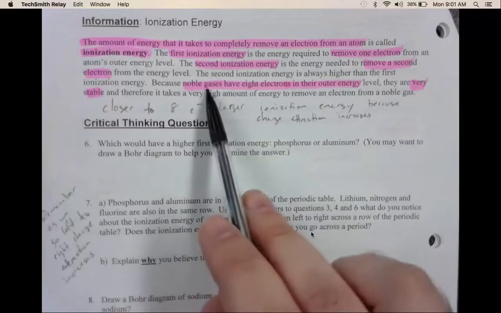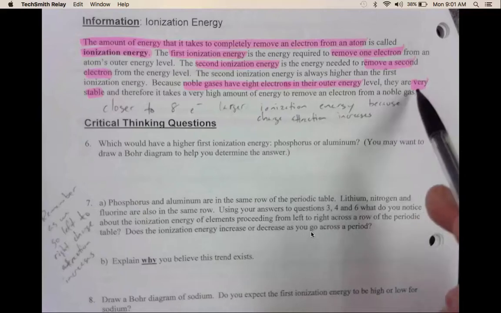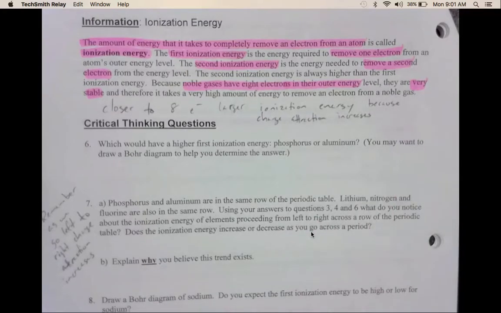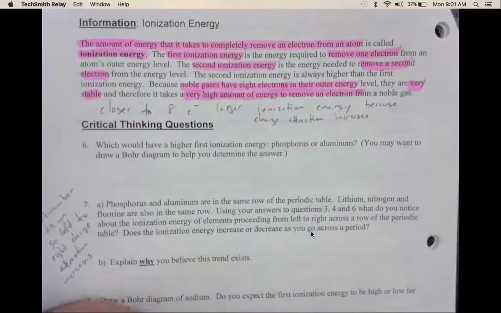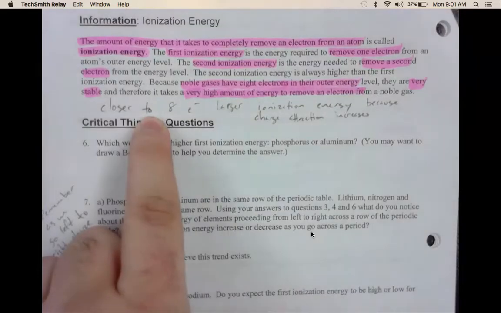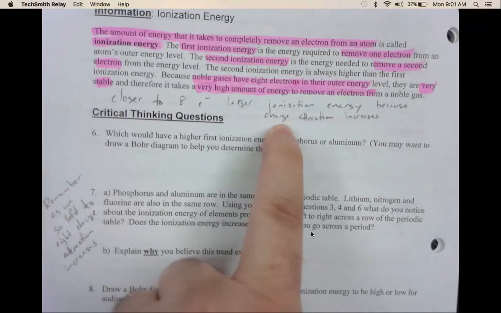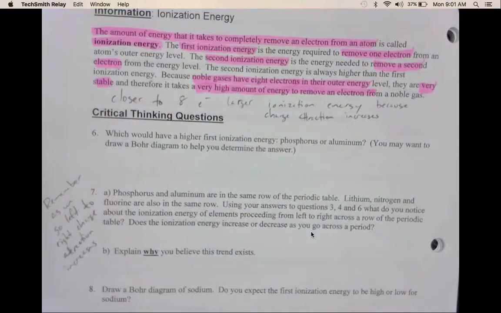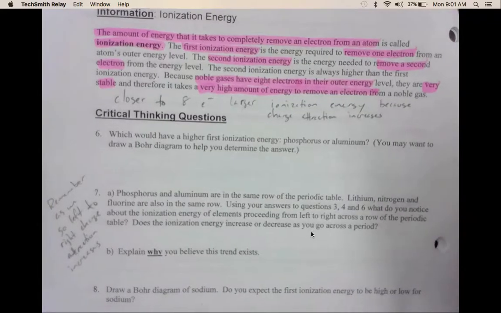The next thing I've highlighted is that noble gases have 8 electrons in their outer energy level. This makes them very stable, and it also makes it so it takes a very high amount of energy to remove an electron. That is extremely important. When you have 8 electrons, you are the most stable. So we start to see a trend. The closer you are to 8 electrons in your valence shell, the larger the ionization energy. That's because we have a very large charge attraction, and we have a large charge attraction because we are very stable. So those principles can help you answer the first few questions.